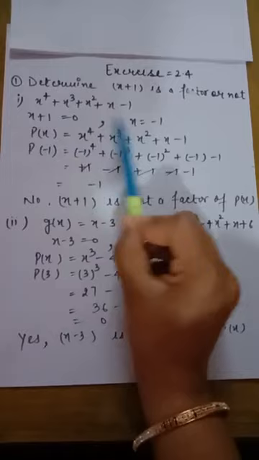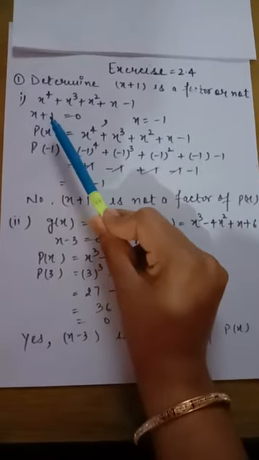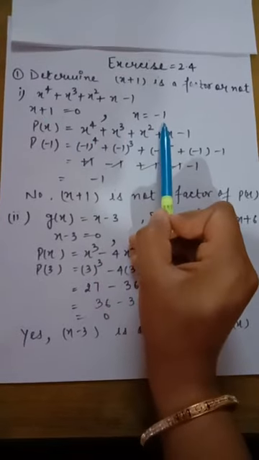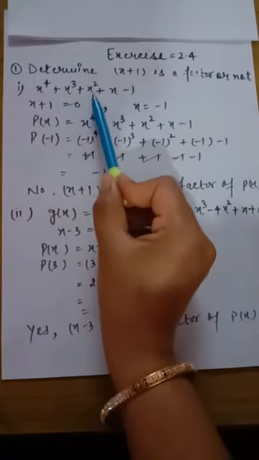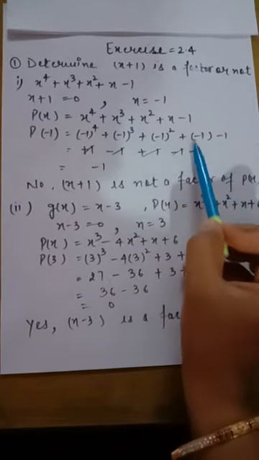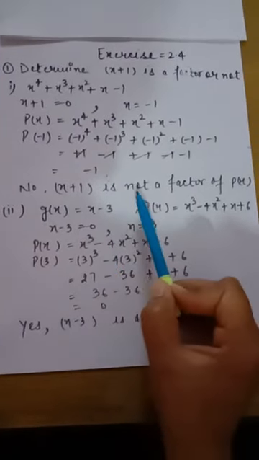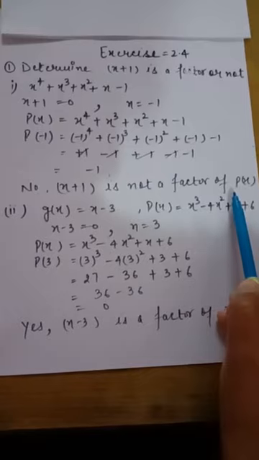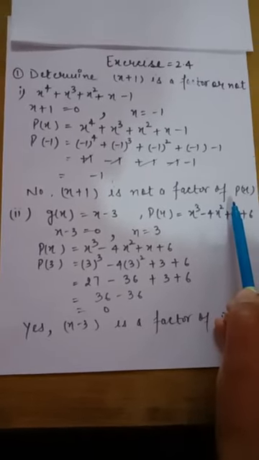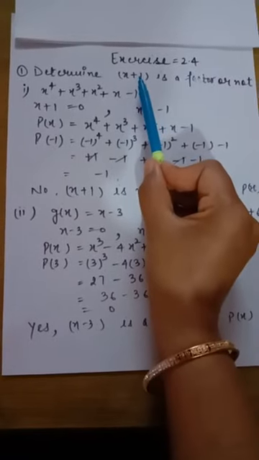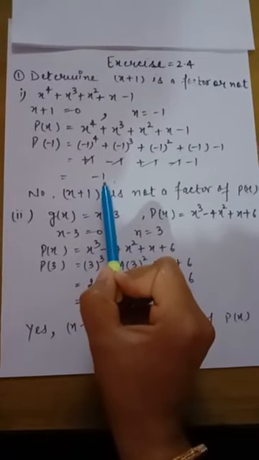So what is the value of the polynomial? When we put x plus 1 equals 0, then x equals minus 1, because when we shift this number to the other side, the sign changes. So we will put this value of x in this polynomial. I put in all these values in this polynomial, and I get minus 1. So no, x plus 1 is not a factor of p(x), because you remember in our definition of the factor theorem we read: if x minus a is a factor of a polynomial p(x), then p(a) should be equal to 0.